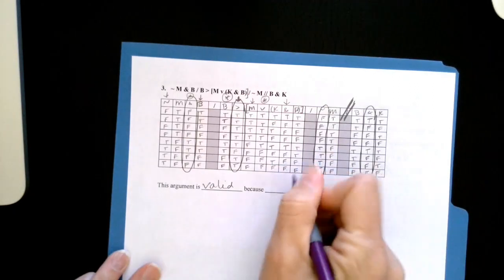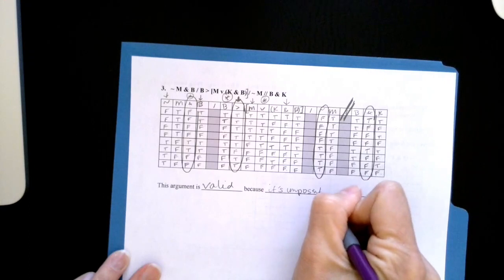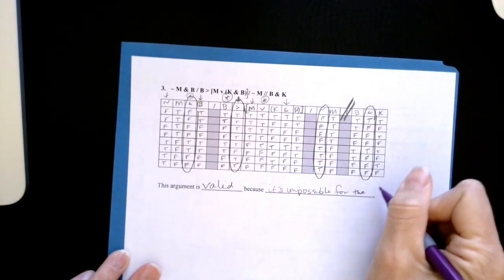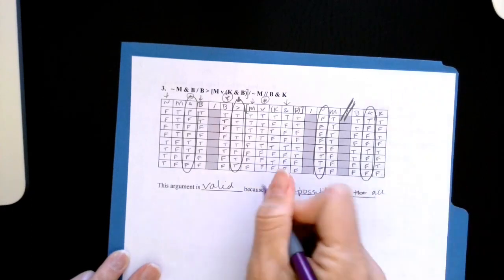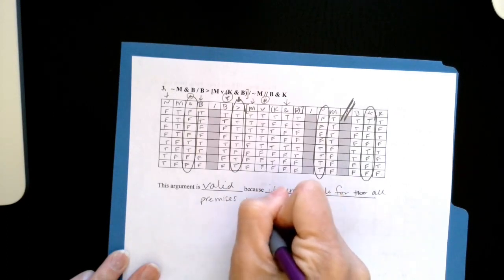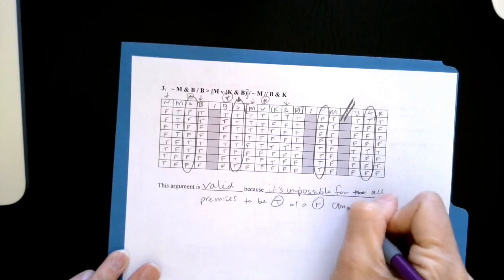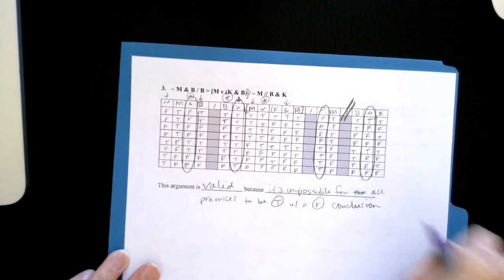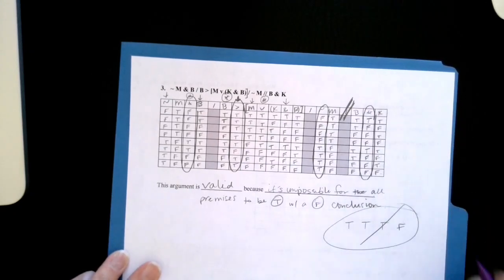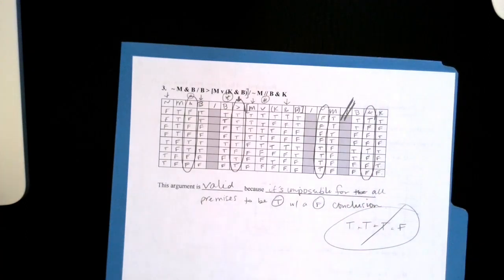So this argument is valid because it's impossible for all premises to be true with a false conclusion, something like that. It can't be like that. Okay, so that was worksheet 10. I hope it was helpful.